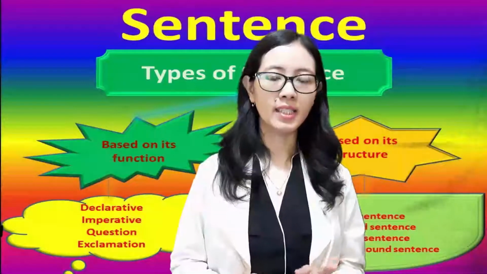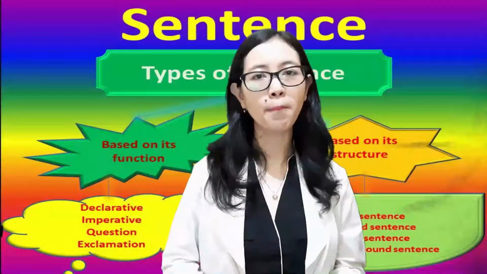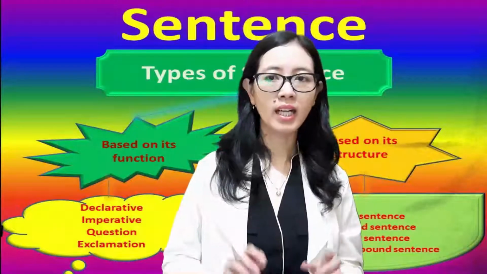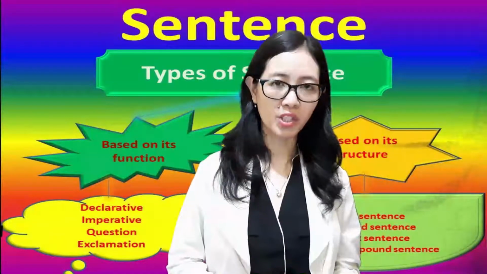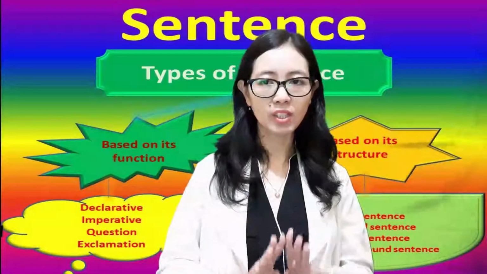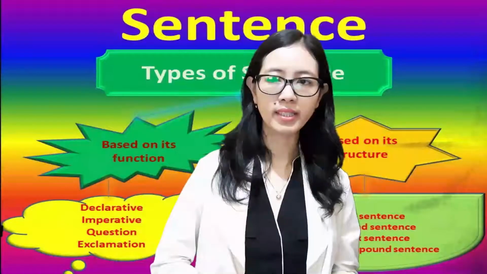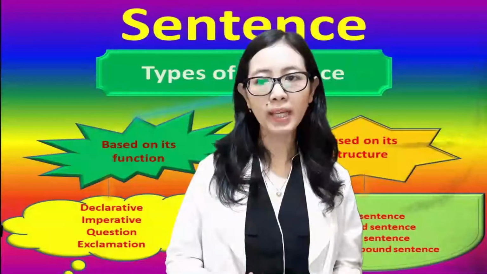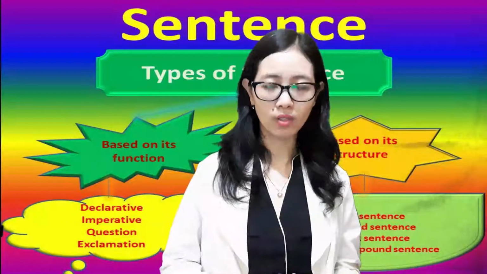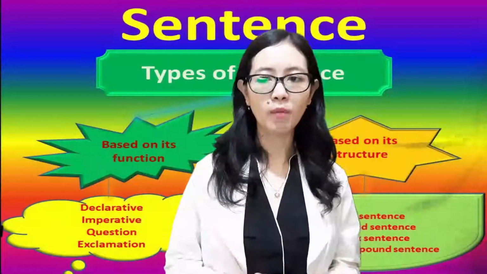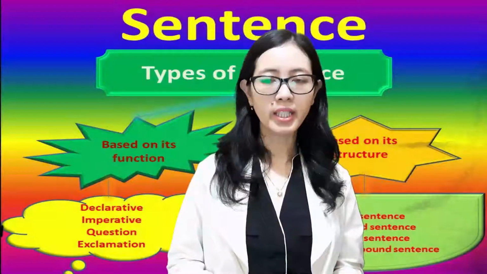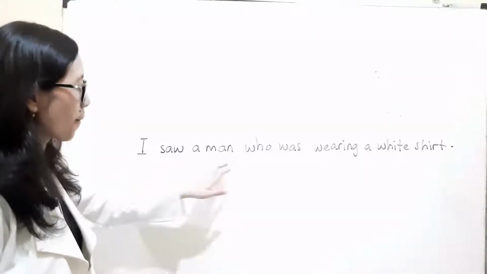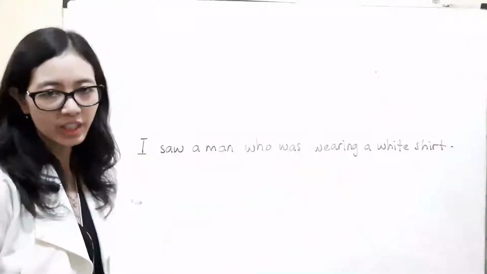Complex sentence. A complex sentence has one main or independent clause and at least one subordinate clause connected by a subordinate conjunction. If the complex sentence starts with the main or independent clause, a comma will not be used between clauses. But if the complex sentence starts with a subordinate or dependent clause, the comma will be used after the subordinate or dependent clause. Let's take a look at this sentence. I saw a man who was wearing a white shirt.